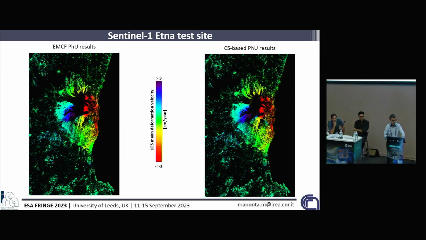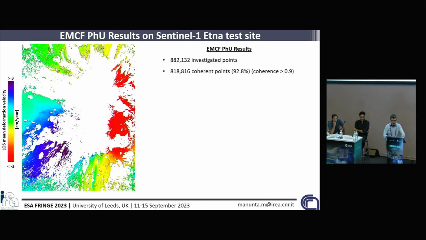It's not easy to appreciate the improvement that we achieve by applying the new algorithm, because the EMCF is a well-established algorithm that demonstrated the capability to unwrap multi-temporal InSAR data. However, if we zoom on the top of the Etna, where we detect the largest deformation, we can see important differences between EMCF and CS-based.